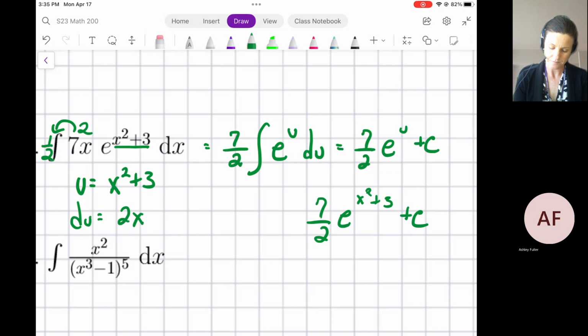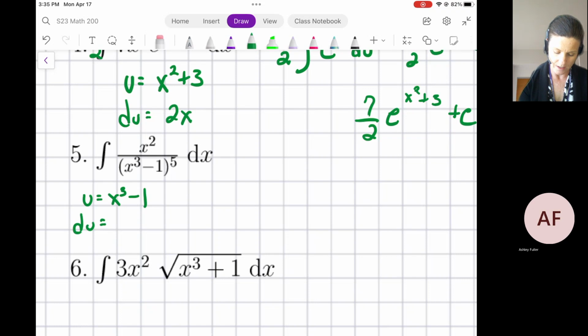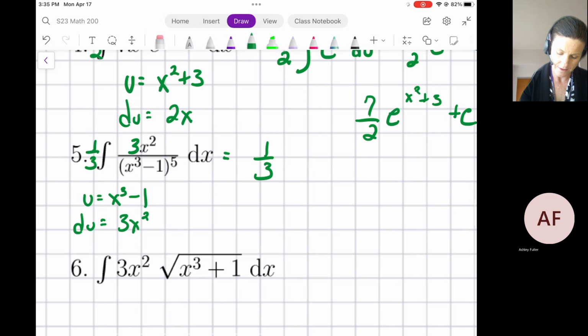In this example, you might not be sure what to choose, but remember, pick the value of highest power to be your u. This gives us a du then of 3x squared. We're missing a 3, so we multiply by 3 and bring a 1/3 out front, which gives us 1/3 the integral of du over u to the 5th.